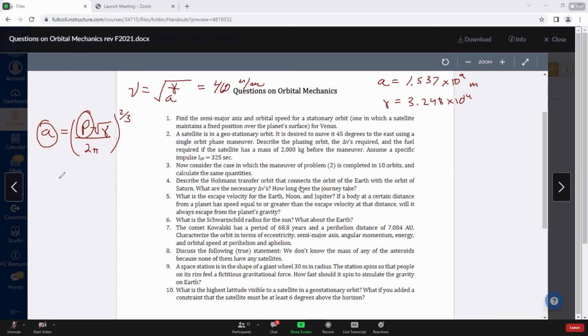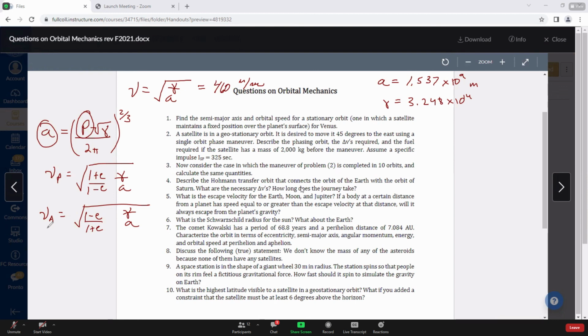Now, if it's not a circular orbit, then V at periapsis is the square root of 1 plus E over 1 minus E times gamma over A. And the velocity at apoapsis is the square root of 1 minus E over 1 plus E times gamma over A. E is 0 for a circular orbit, so you get the square root of gamma over A. So if you know the period, you know A. Furthermore, if you know the eccentricity, then you know V, either for a circular orbit or at these 2 points, periapsis and apoapsis.